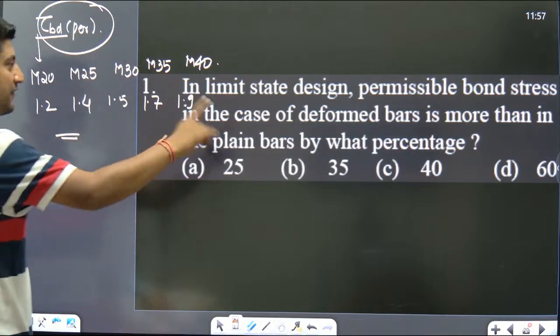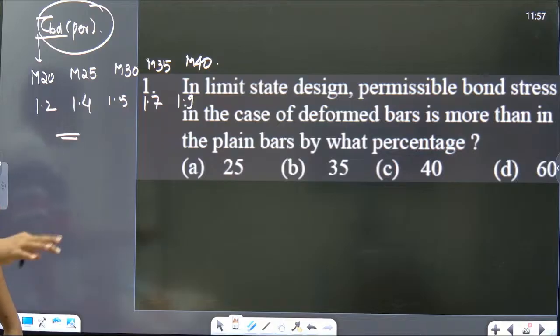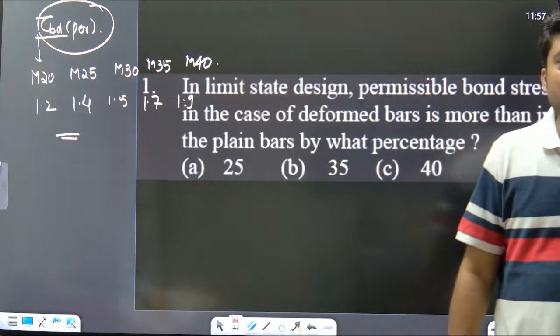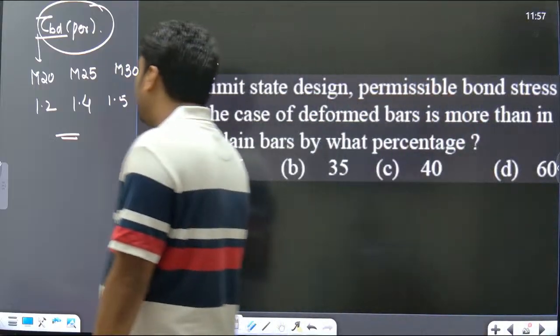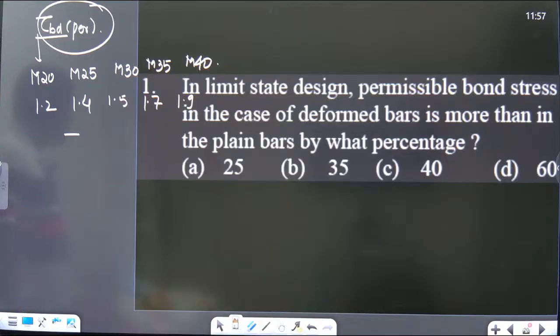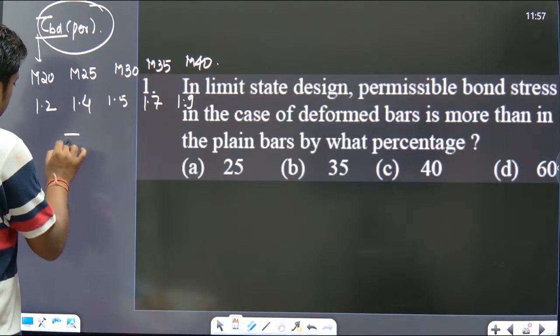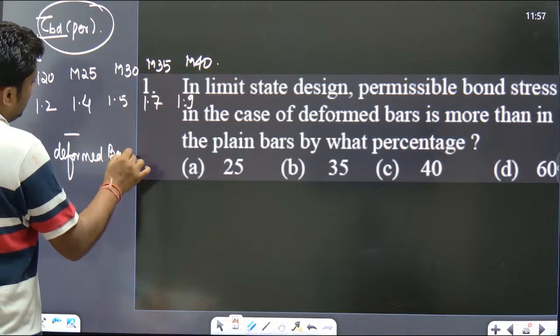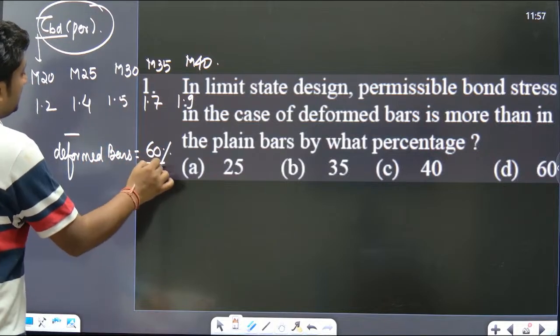But if the bars are of higher grade, more bond strength will be there. So you need to increase the permissible values by how much percent? By 60%. Understood everyone? Yes or no? For deformed bars, these permissible values are increased by 60%.